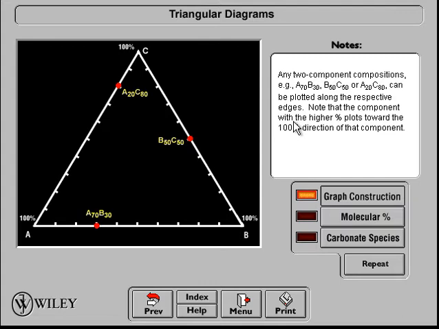Any 2 component compositions, e.g. A70, B30, or B50, C50, or A20, C80, can be plotted along the respective edges. Note that the component with the higher % plots toward the 100% direction of that component. So now we are pressing the next button, that is the molecular button.